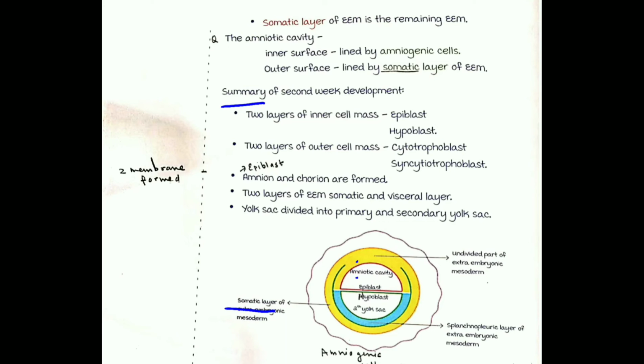I'd like to give a summary of the second week of development. Basically, in the second week of development, two layers of the inner cell mass are formed, that is the hypoblast and the epiblast. And two layers of the outer cell mass are formed, which are the cytotrophoblast and the syncytial trophoblast. And the amnion and the chorion are formed. The amnion is derived from the epiblast, and the chorion has three things: extraembryonic mesoderm, cytotrophoblast and syncytial trophoblast. Also, the extraembryonic mesoderm forms two layers, the somatic and the visceral or splanchnopleuric layer. The yolk sac is also divided into primary and secondary yolk sac.